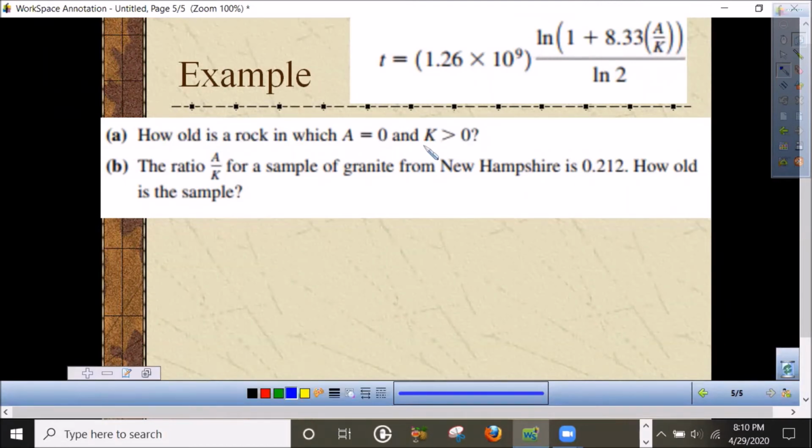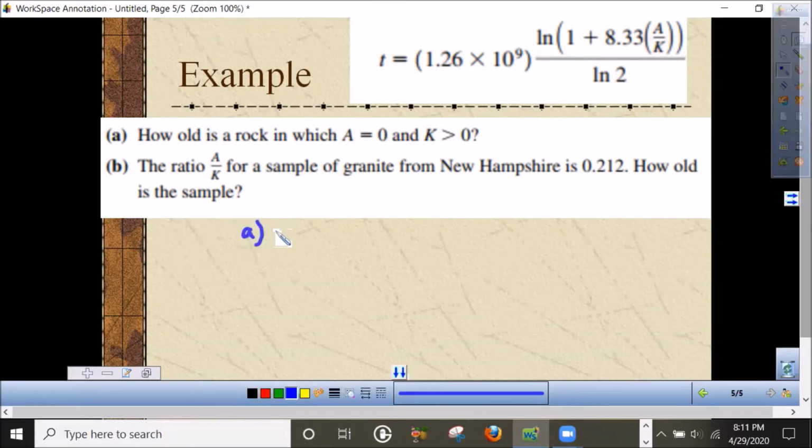By the way, K is the atomic symbol for potassium. So what we're saying here is that there is some amount of potassium in the rock, but there is no argon. Now, if we think about this logically, that means none of the potassium has decayed into argon. So that should mean that no time has passed at all. This is basically a brand new rock, maybe formed by a volcano.